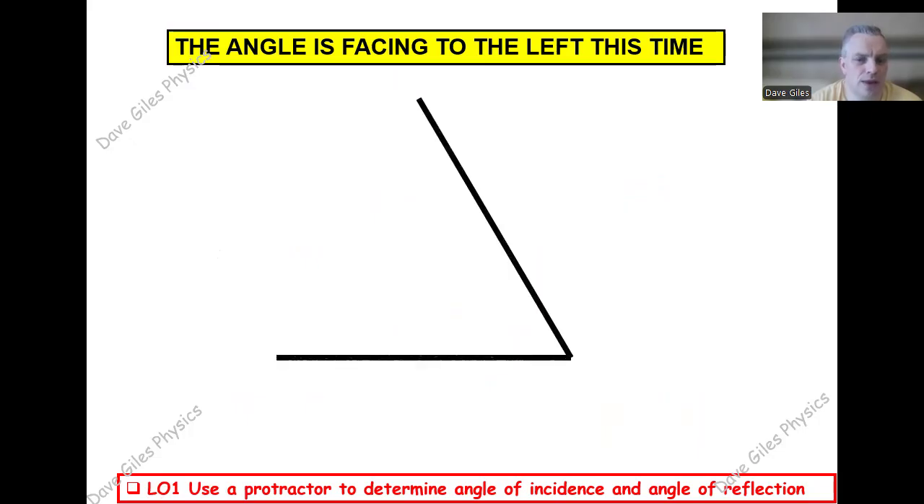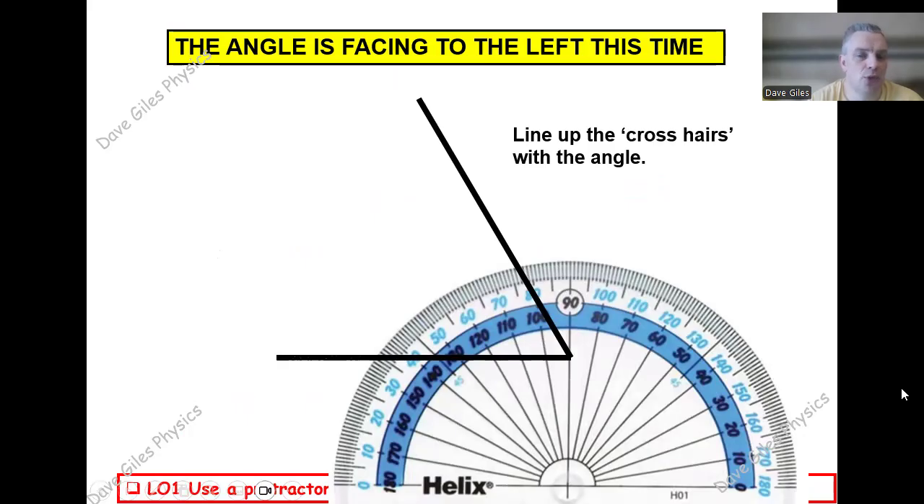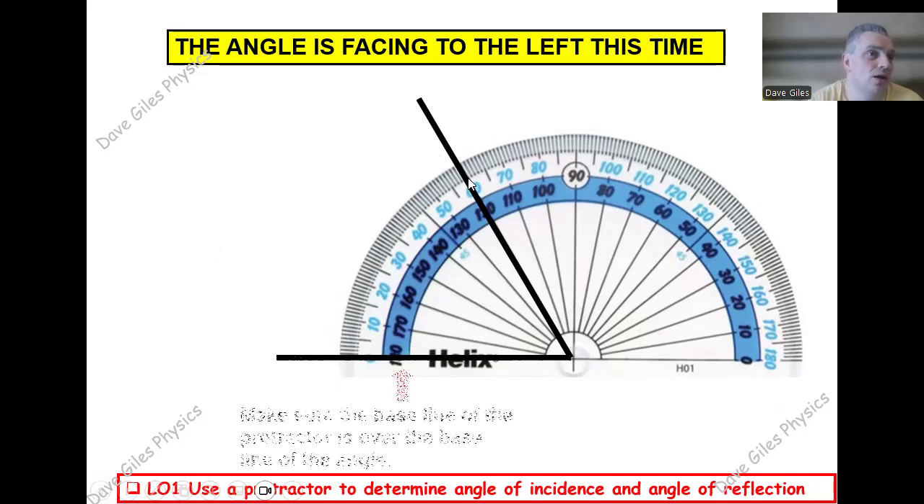So the angle is facing to the left this time. We want to measure this angle. So this is my protractor, and I've put it in completely the wrong place. Line up the crosshairs with the angle. So I've got my crosshair here, pretty much exactly where these two lines meet. And I go up and I make sure this should be on 0 degrees here. And this measures the angle.